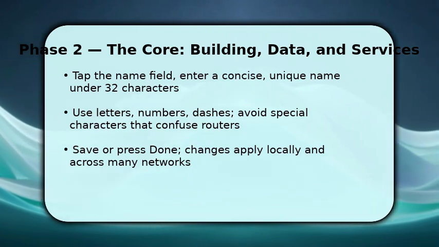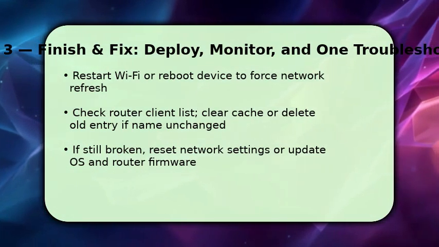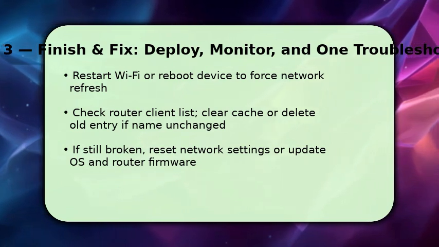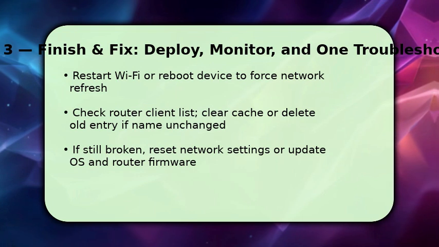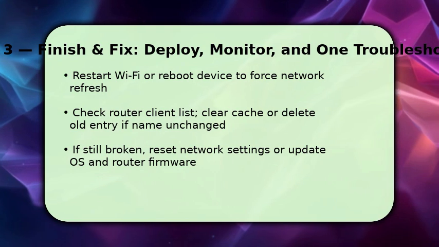Finish by forcing a network refresh. Toggle Wi-Fi off and on, or reboot the phone so the router sees the new name. Then check your router's client list. If it still shows the old label, clear the router cache or remove the old device entry so it registers again.